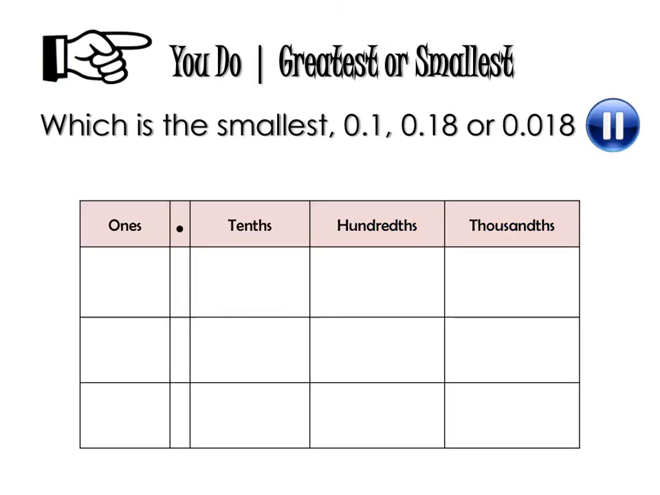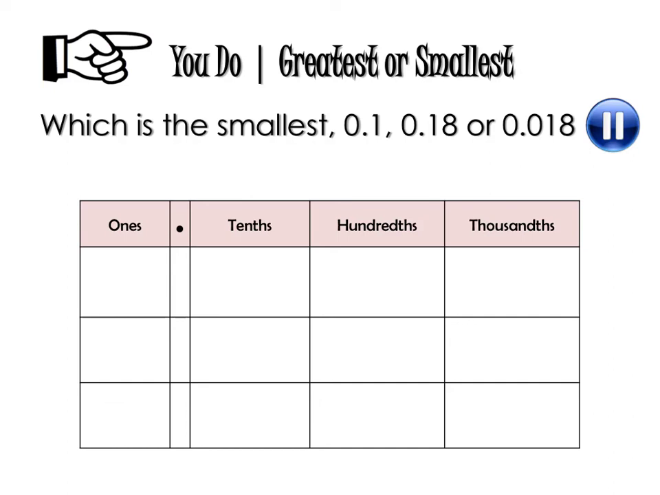Okay, so it's time for you to do. Copy down the question and copy down the place value chart. Just for the purpose of this video, I want you to have that habit to copy down that place value chart. I know you're going to complain. Don't complain. Good thing I can't hear you. So which is the smallest? 0.1, 0.18 or 0.018? You can pause the video now to do your work.